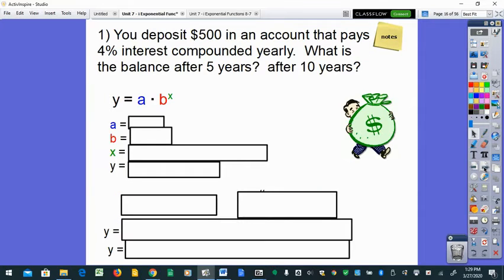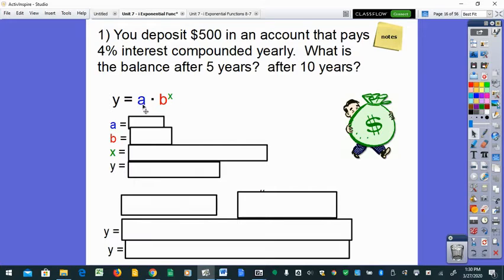So let's say that you deposit $500 in an account that pays 4% interest compounded yearly. What is the balance after 5 years and after 10 years? Now, right now, we could have done this problem in September because it says yearly.